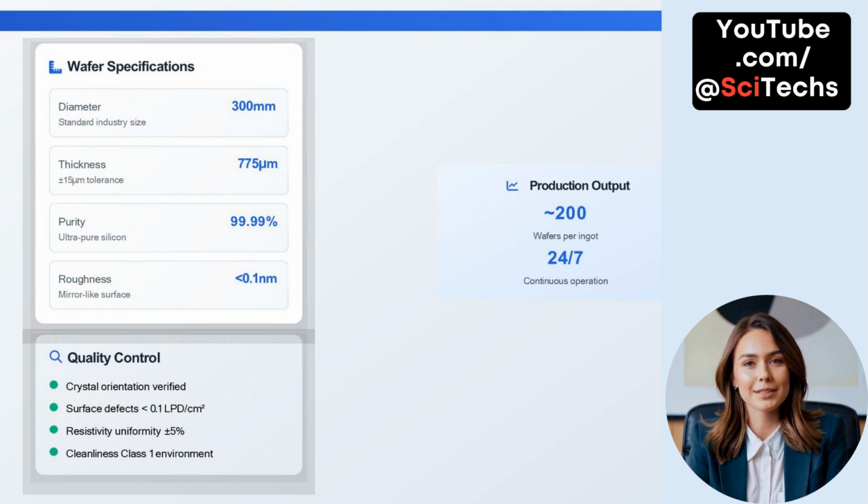Surface roughness must be less than 0.1 nanometers, achieving a mirror-like finish essential for lithography. Production output is continuous, operating 24/7, and from a single silicon ingot, approximately 200 wafers can be sliced. Rigorous quality control measures are implemented throughout, including verification of crystal orientation, limits on surface defects below 0.1 particles per square centimeter, resistivity uniformity within plus or minus 5%, and processing within a Class 1 cleanroom. These controls ensure consistency and reliability at every stage of semiconductor fabrication.